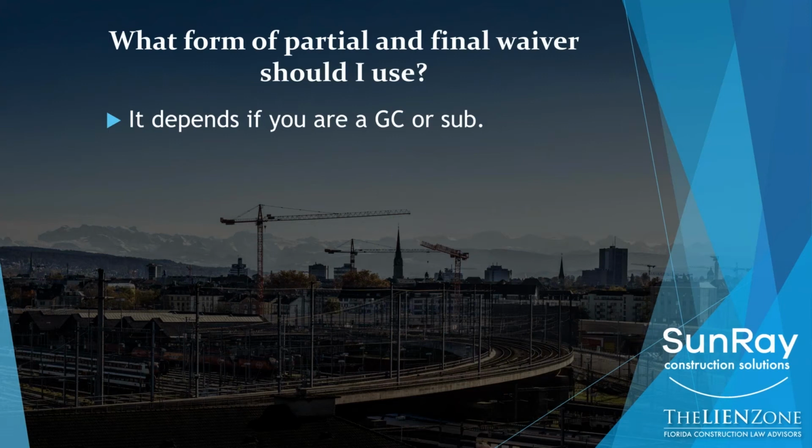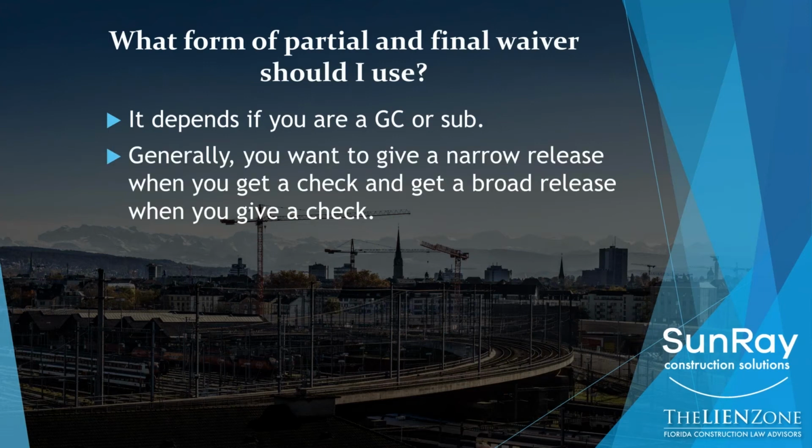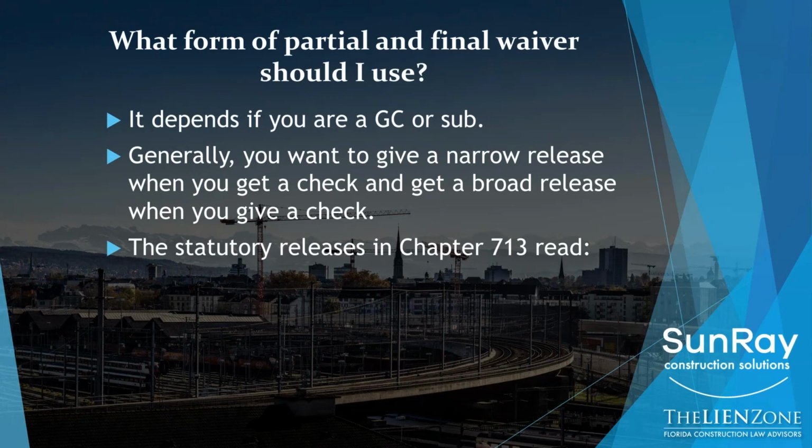So what form of partial and final waiver of release should you use? Well, it depends primarily on where you are in the chain of contracts. Are you the general contractor? Are you a subcontractor? Are you a sub-sub? The general rule is that you want to give a narrow release, giving away the fewest amount of rights when you get a check. And when you are giving a check to anybody, whether you're the GC giving it to a sub or a sub giving it to a sub-sub, you want to get the broadest release that you can possibly get when you hand over that check.